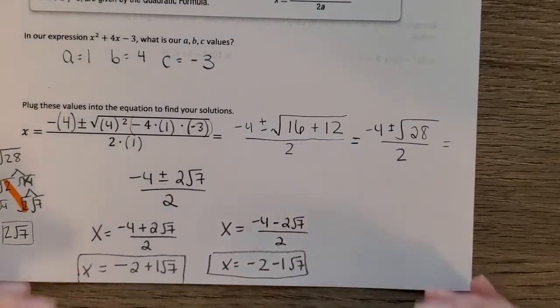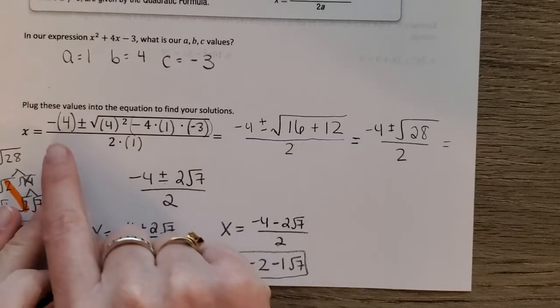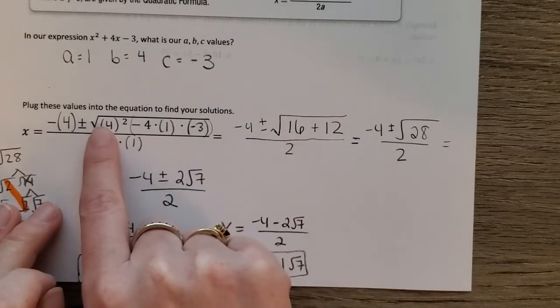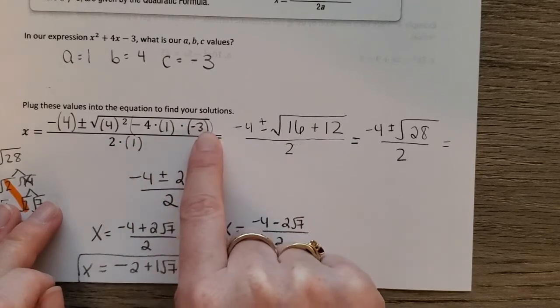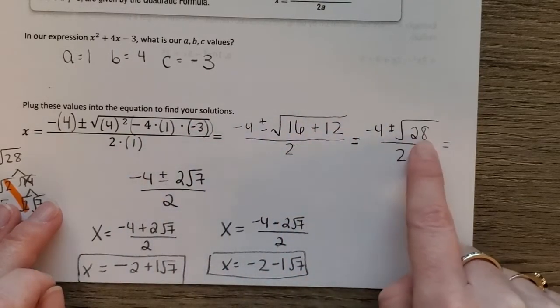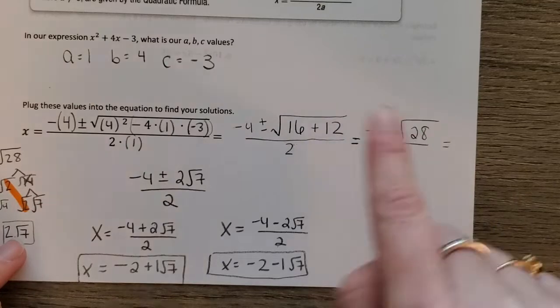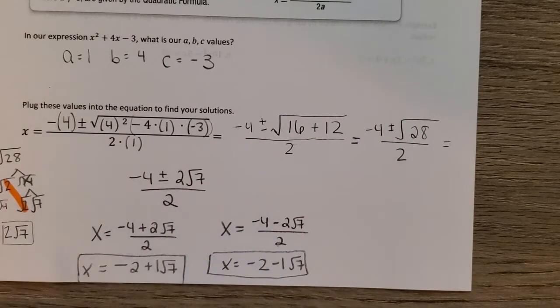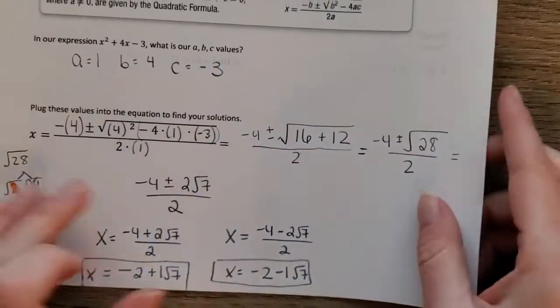Okay, so every time, same process. The numbers might be different, but we're doing the same process. We plug in the numbers to the equation. We simplify this exponent. We multiply the other three numbers together. We add or subtract. We simplify our radical. And then we split. And then we simplify each part. So let's look at the next example.